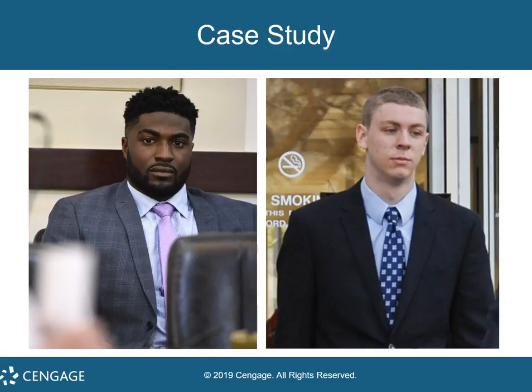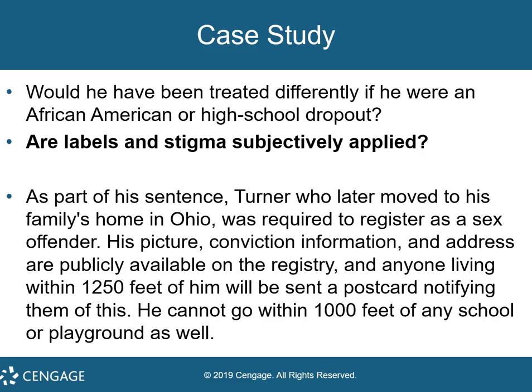Now, there were other people involved, but it was still similar, where Turner ends up with 3 months in jail. So, we have to kind of ask some questions before we move on. Would he have been treated differently if he were an African American or a high school dropout? Are labels and stigma subjectively applied?